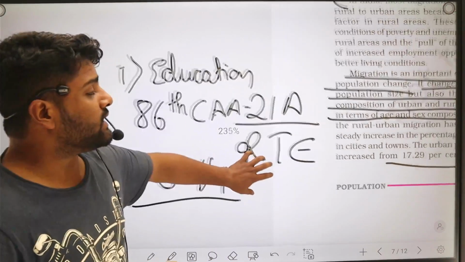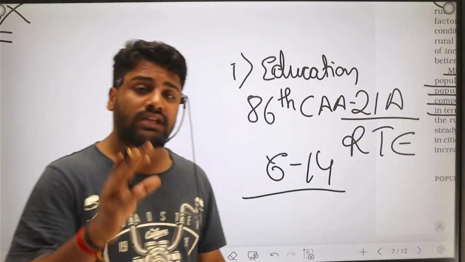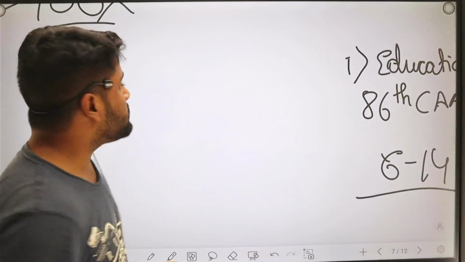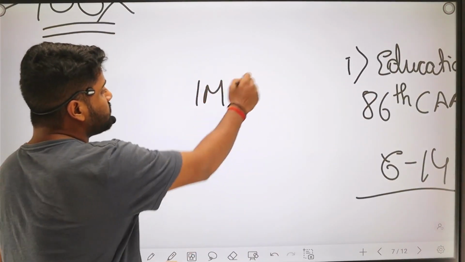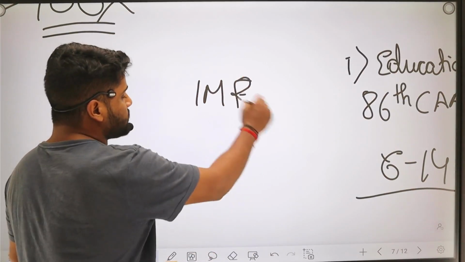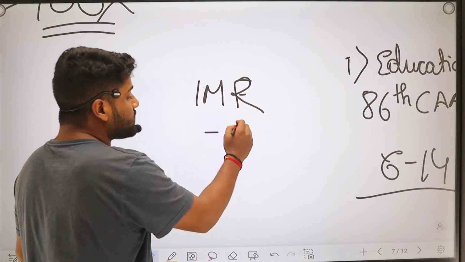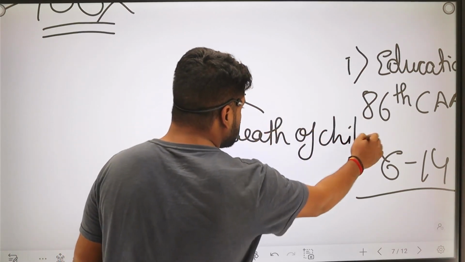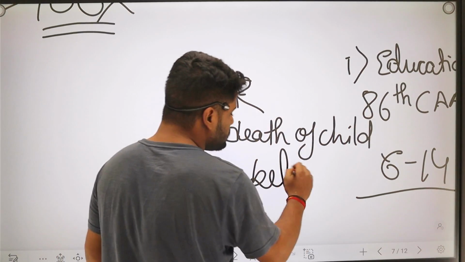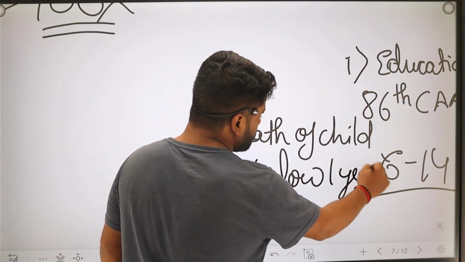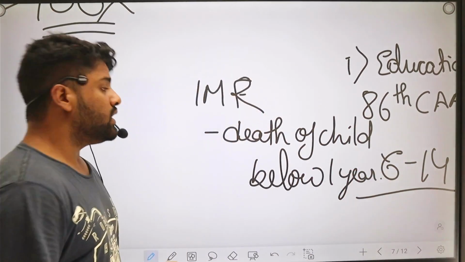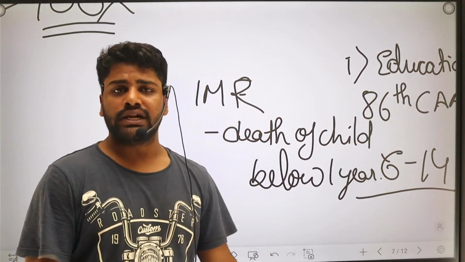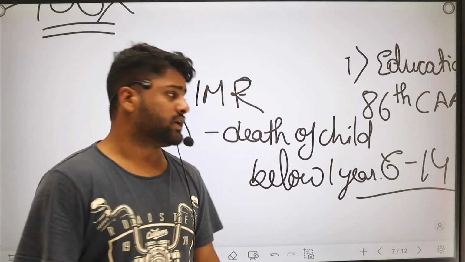The second thing that was done was a decrease in the infant mortality rate. Now, what is the meaning of IMR, infant mortality rate? IMR is the death of a child below 1 year. It is called the infant mortality rate. It was planned to bring the infant mortality rate below 30, and this has already been achieved.